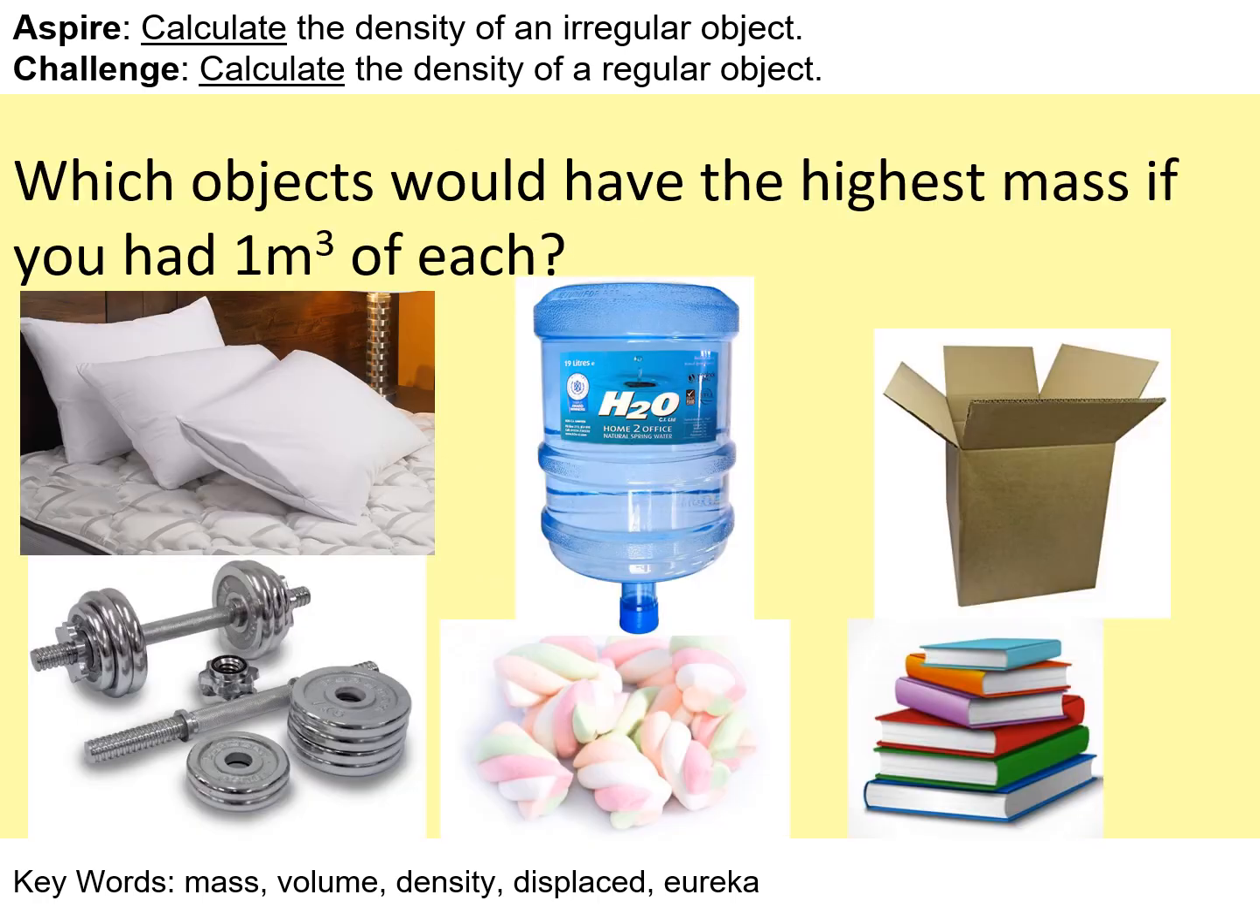So just thinking about which one of these would have the highest density. If you had 1 meter cubed of it, which one would have the highest mass? So is it the pillows, the water, the empty cardboard box, some books, some marshmallows, or some, they look like, cast iron weights or dumbbells? 30 seconds.